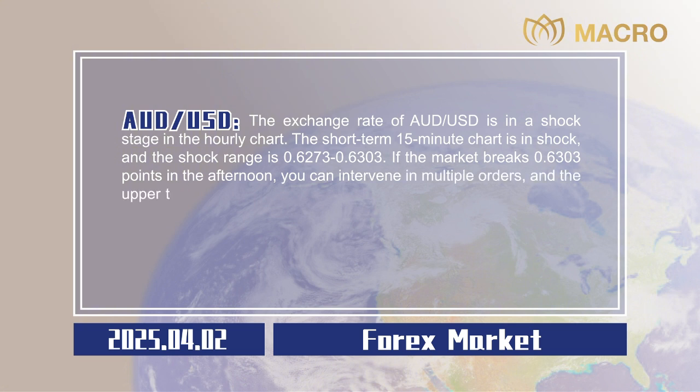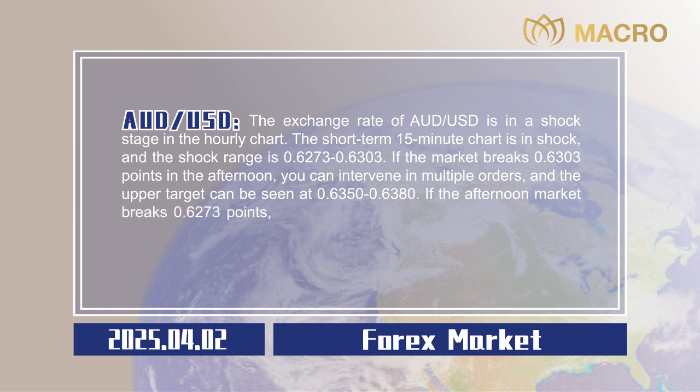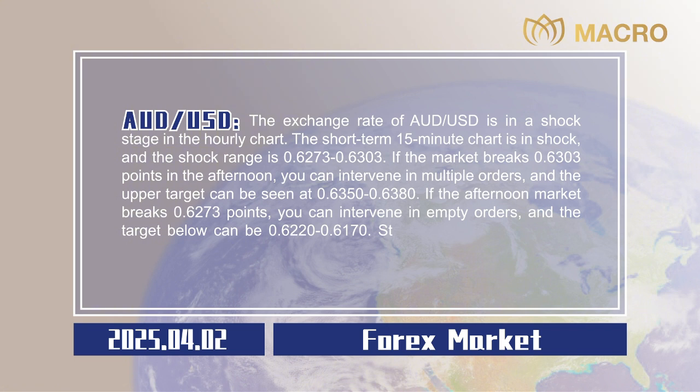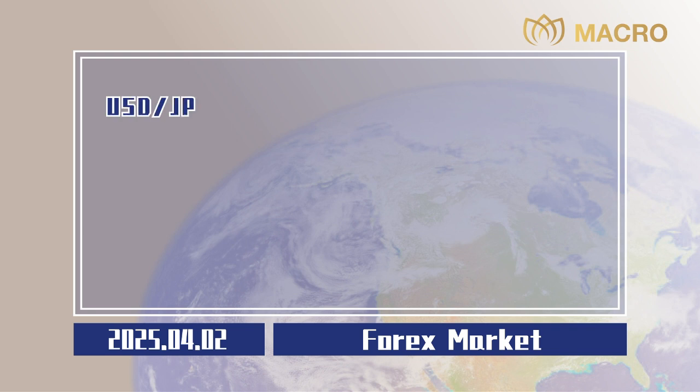If the market breaks 0.6303 points in the afternoon, you can intervene in multiple orders, and the upper target can be seen at 0.6350 to 0.6380. If the afternoon market breaks 0.6273 points, you can intervene in empty orders, and the target below can be 0.6220 to 0.6170. Stop losses are all 20 points, 0.0020.